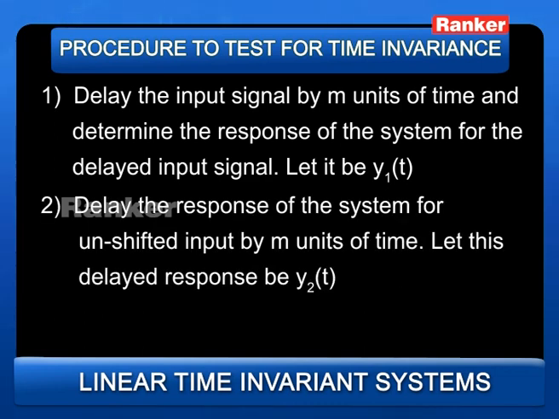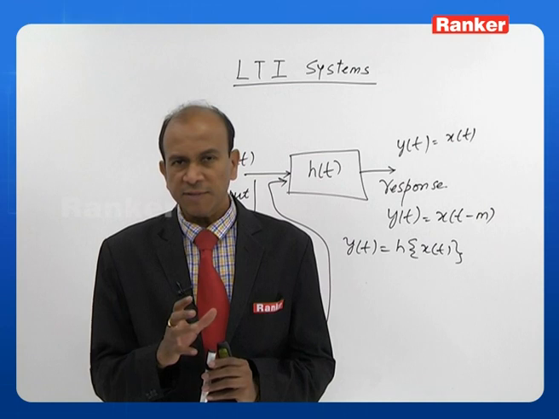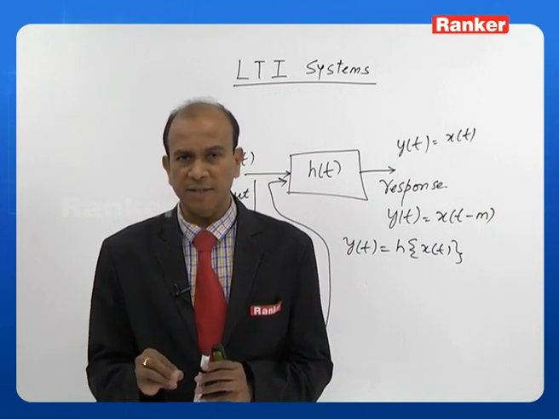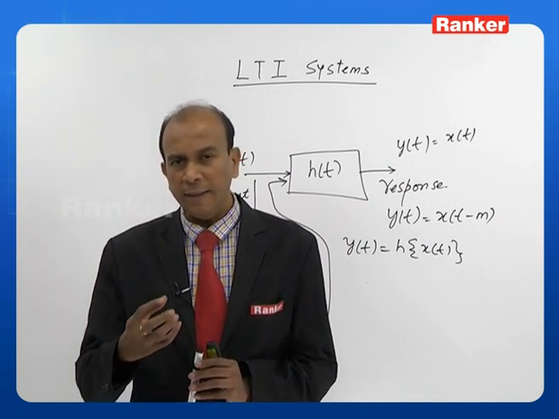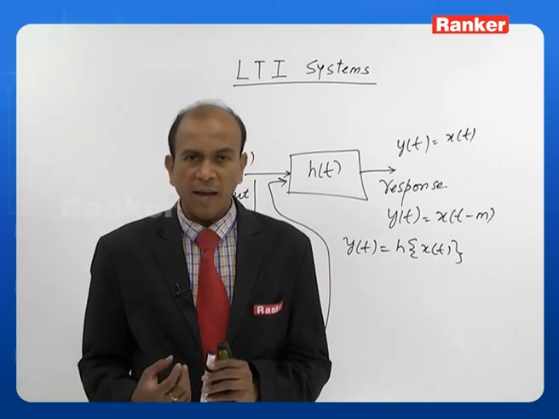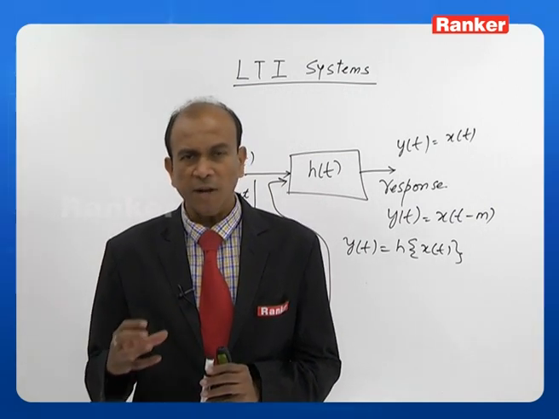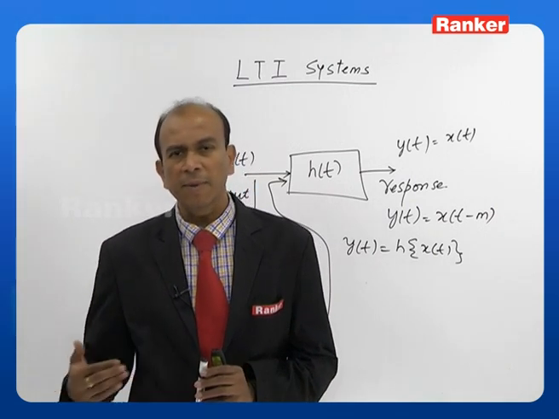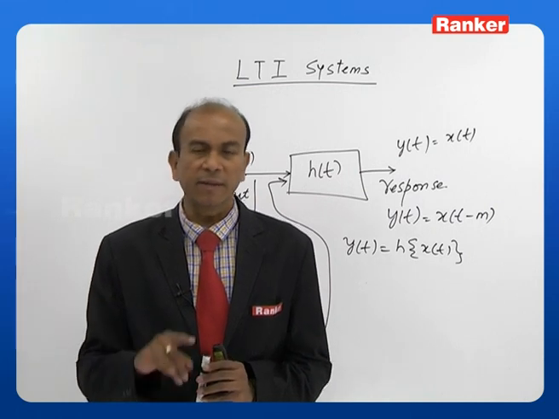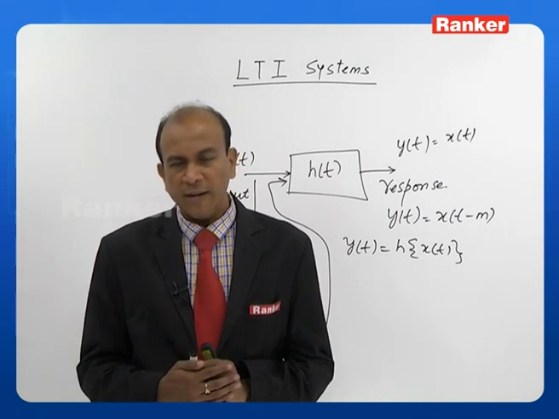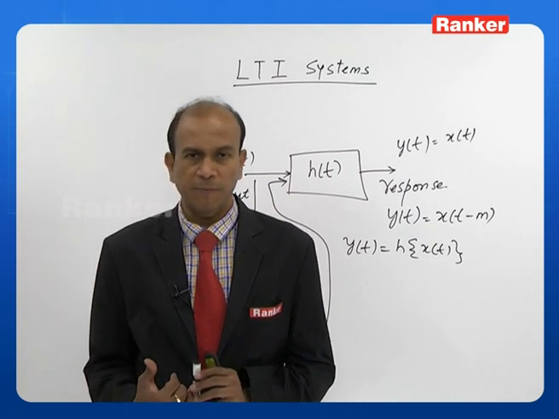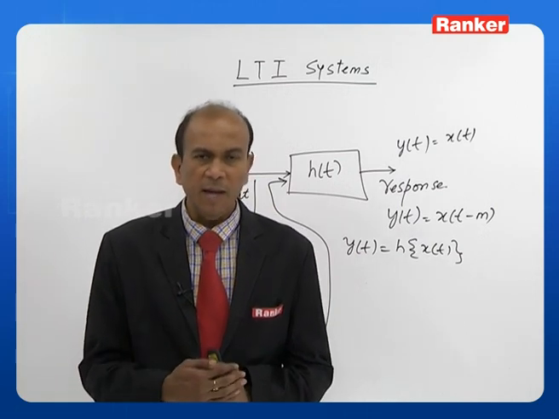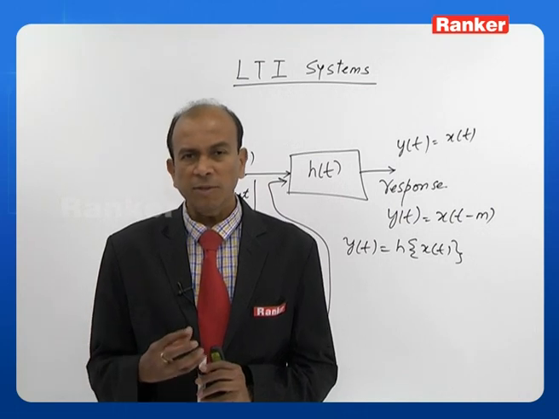Second, delay the response of the system for the unshifted input by m units of time. Let this delayed response be y2 of t. Careful here. In the first one, we delayed the input itself. Now in the second one, I will delay the output response. That means the input is not changing, whereas the output I am delaying by m units, and then I am calculating what my y of t is. Then we call that response y2 of t. So one is the delayed input, the other one is the delayed response. So y1 of t is the response to a delayed input and y2 of t is the delayed output response.